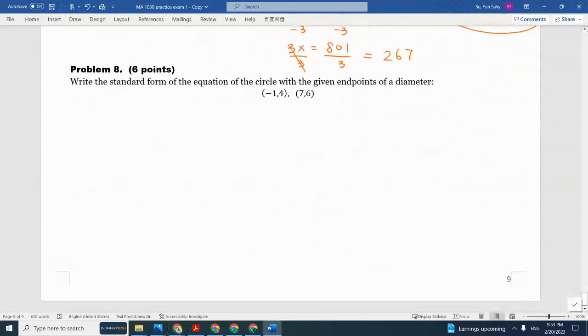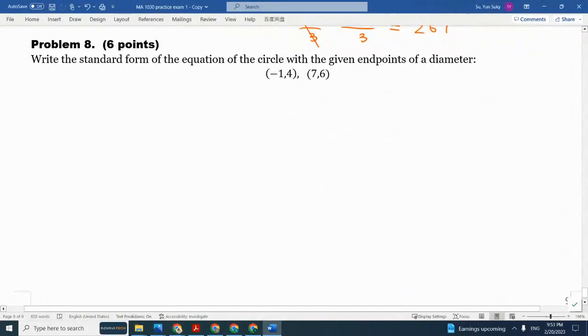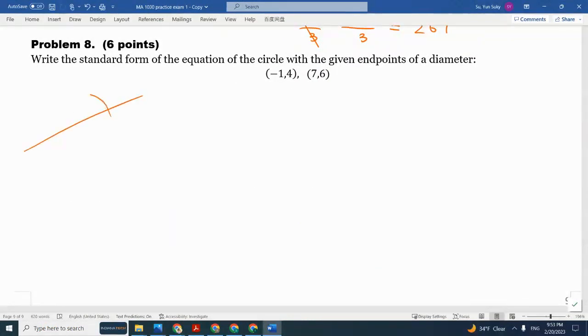Okay, good. One last problem. Find the standard form of the equation of the circle with the given endpoints of the diameter. So you have a circle. Now we know the endpoints of the diameter. Okay, so how do we find the center?